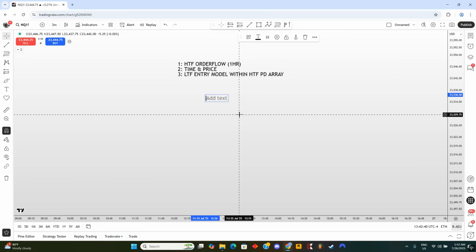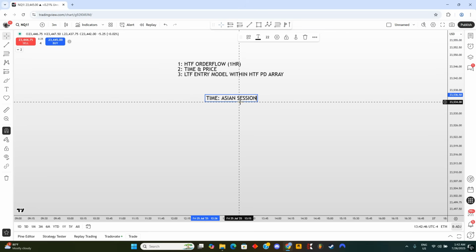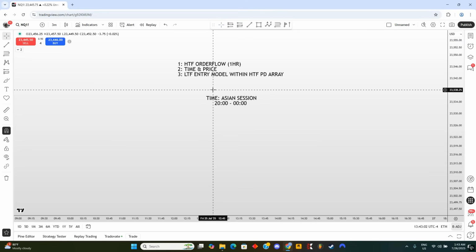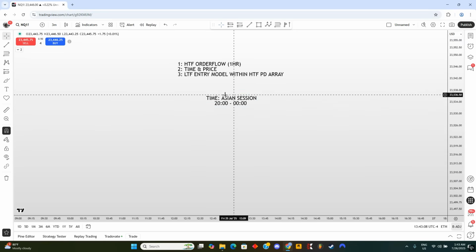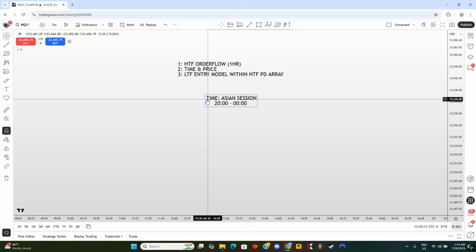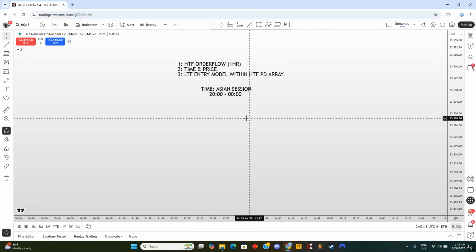So first thing first, time, right? The time is going to be Asian session. And the Asian session starts from 8 p.m. New York time till, for me personally, these are my tweaked timings, midnight open, New York time. Okay, so within this time period, we have to look for a setup. If there's no setup within this time period, we are not looking to take any more trades specifically for this strategy.